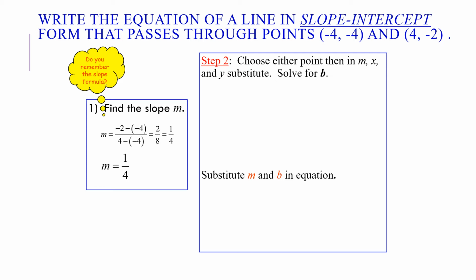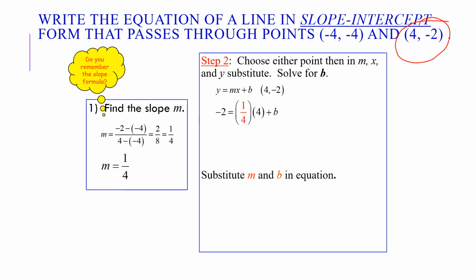Step 2 would be to plug in one of the points. So we usually do the one that has the least amount of negative numbers, just so you have less to deal with. If you have one that has one negative number and the other one has no negative numbers, choose the one that has no negative numbers. Fewer mistakes can be made when we don't have negatives.